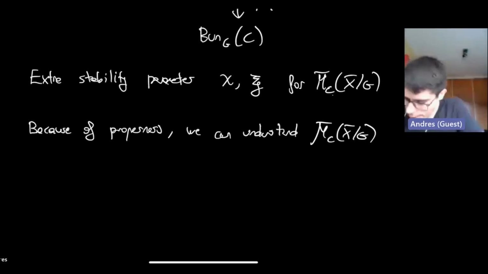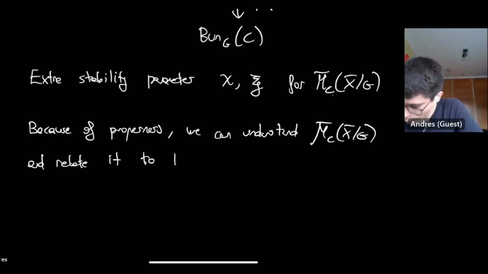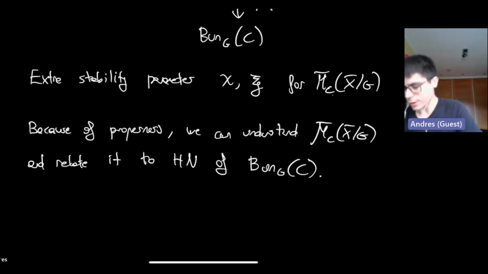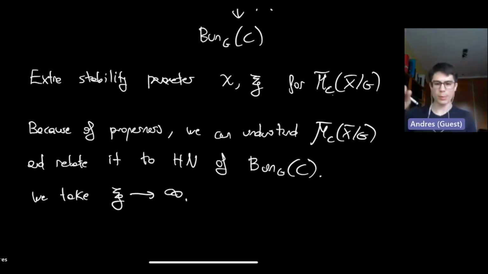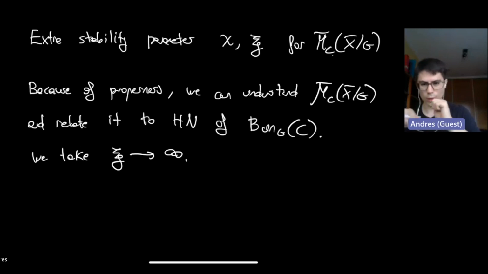Okay, so because of properness, we can understand this and relate it to the usual Harder-Narasimhan stratification of G-bundles. And then we take this parameter to infinity. This parameter somehow measures how far your map is from landing inside of X, so how big is the part of your curve that maps to the boundary, X bar mod X. And if you take this parameter to infinity, very roughly, we understand how this stratification behaves.